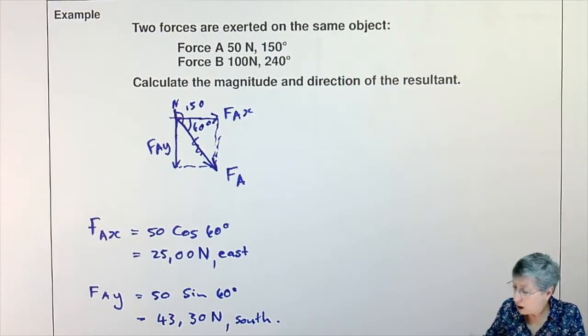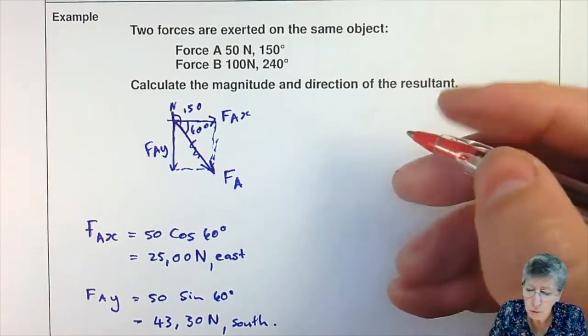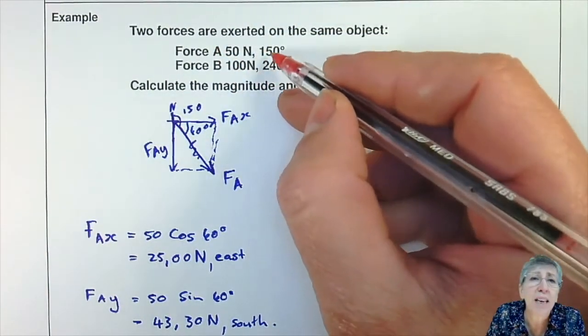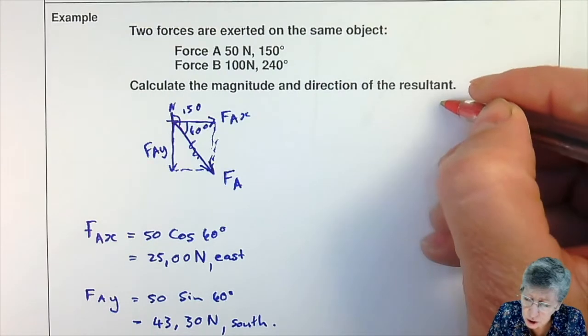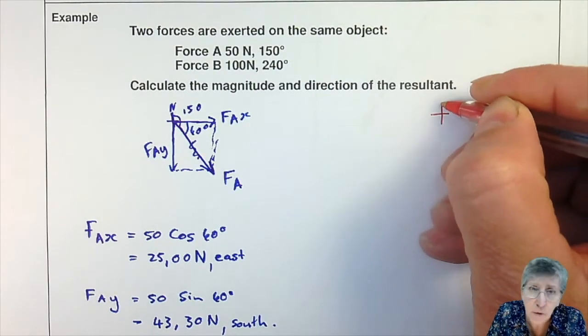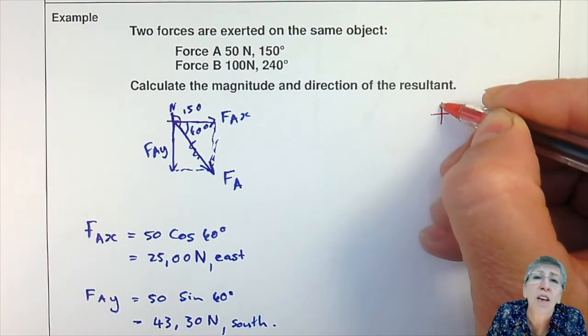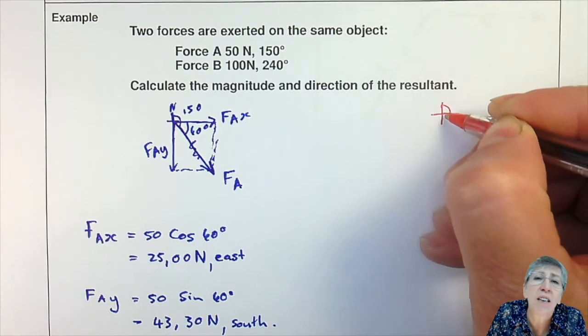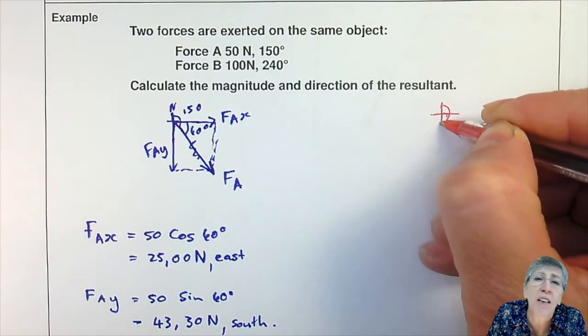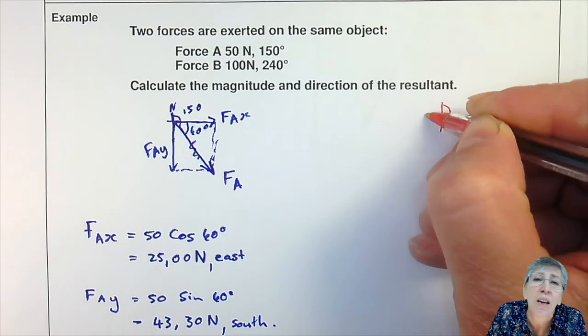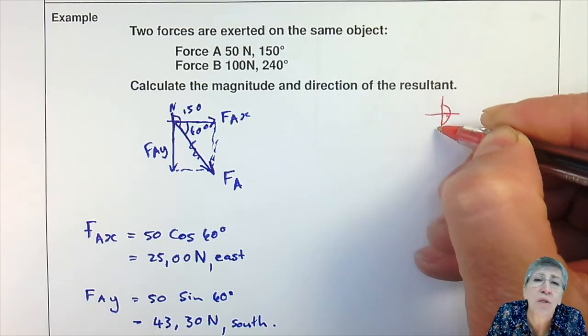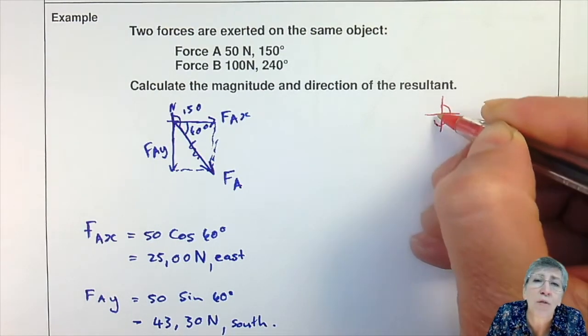Now we're taking B, and what we're going to do with B is exactly the same. B is in the direction 240 degrees, so let's think about this. If I start from north, it's going to be 90 over there, 180 over there, and if I reach that one, that would have been 270. So I'm going to stop short of that one.